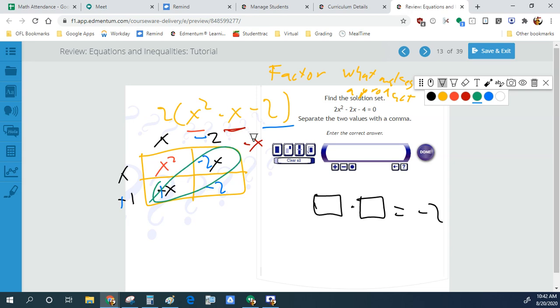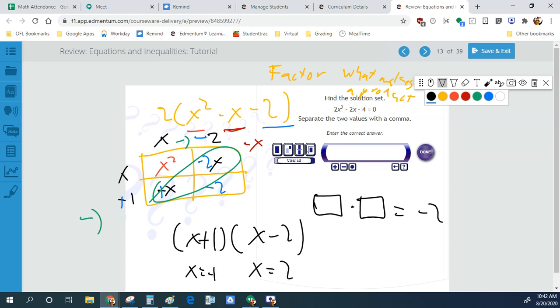So if you guys get the right number but not the right symbol, you're halfway there. All you have to do is just change your symbols. So from here, we're going to get this x plus 1 and this x minus 2. So my answers become x equals -1, x equals +2. So that's all we're doing here. And I'm going to start answering these guys because we are starting to run out of time and I want to make sure I get through the whole lesson.